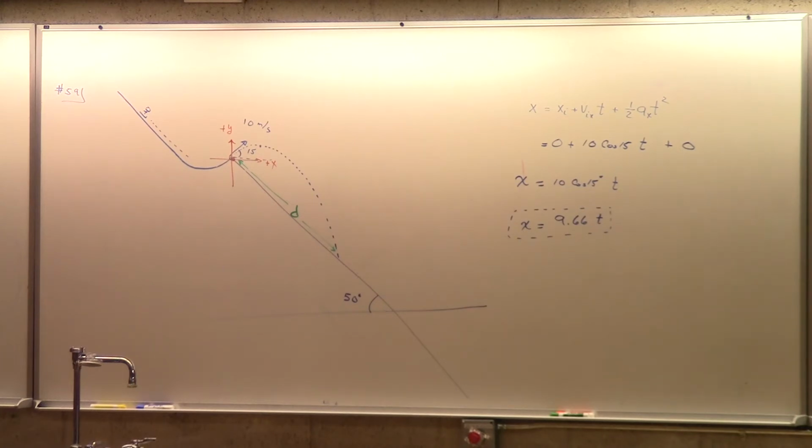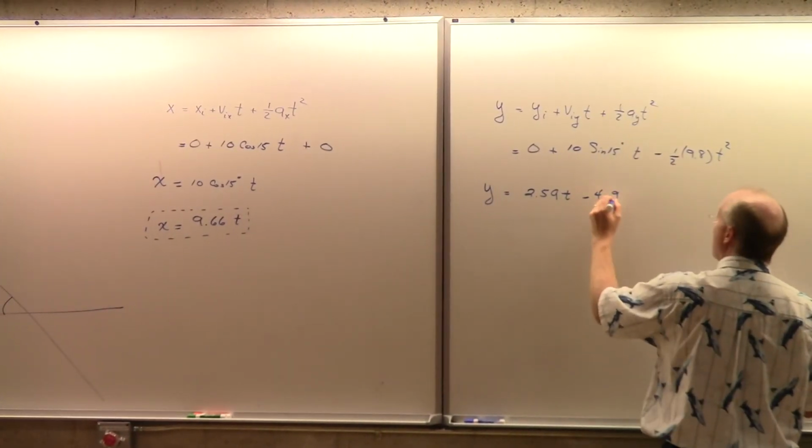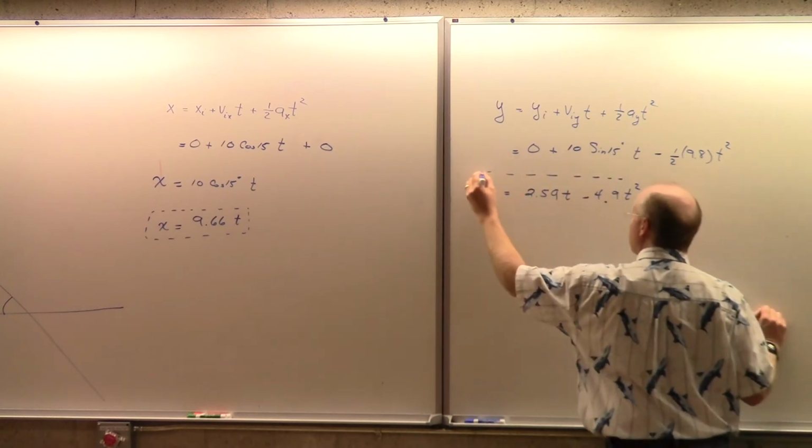And I can do the same thing with the Y motion. Let's put in those numbers. What's the initial position? 0. What's the initial velocity? It's the 10 and then it's the sine of 15 times t. What's the acceleration? Negative 9.8. And so there would be my equation for the y motion. And I'll simplify this one too. 10 times sine of 15 is 2.59. So 2.59t minus 4.9t squared. And I'll put a little dotted line around that one.